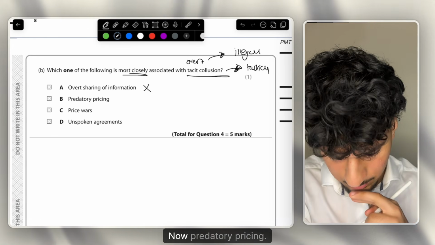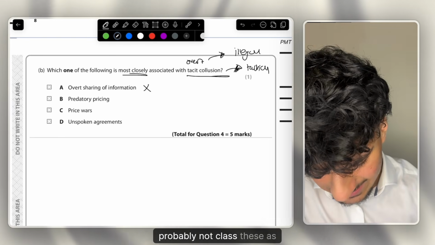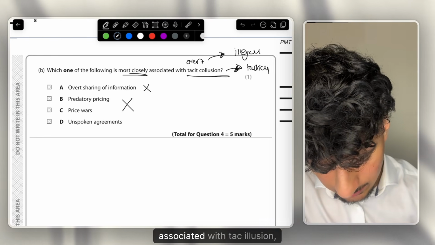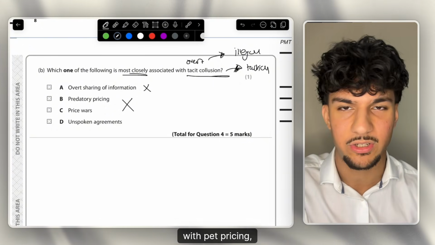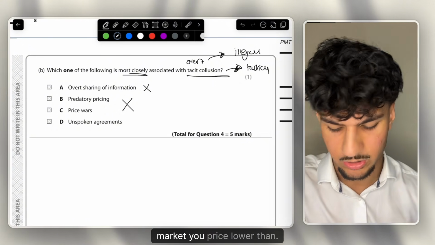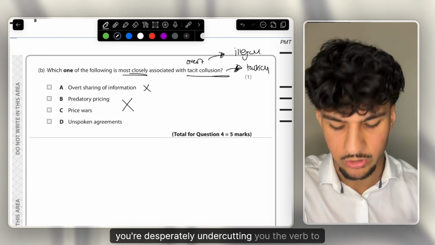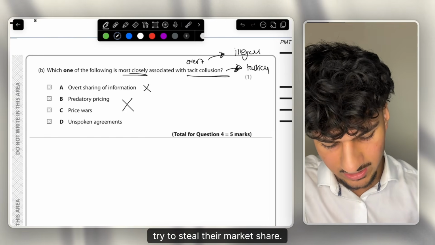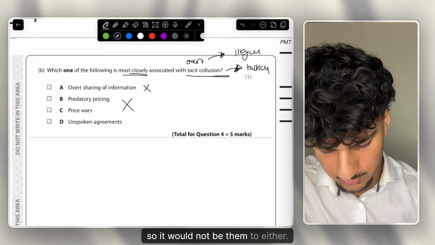Predatory pricing, and the next one is price wars. I'd probably not class these as associated with tacit collusion. With predatory pricing, you're literally trying to force the firm out of the market. You price lower than, like, your AVC, for example. On price wars, you're desperately undercutting the other firm to try to steal their market share. And that's, of course, with collusion, you're working together. So it would not be those two either.